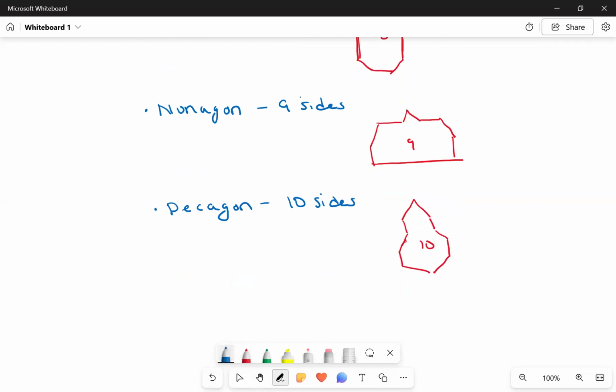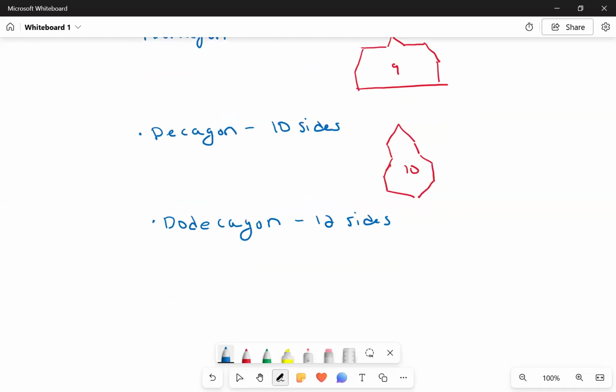And then they skip 11 sides. And I honestly don't know what it's called. You could Google it if you want. But they get to 12 sides for some reason. And that is a dodecagon. That's so fun to say. Dodecagon, 12 sides. Here we go. Let's draw one. Okay, 12 sides. 1, 2, 3, 4, 5, 6, 7, 8, 9, 10, 11, 12. So exciting. I love it. And there you go.